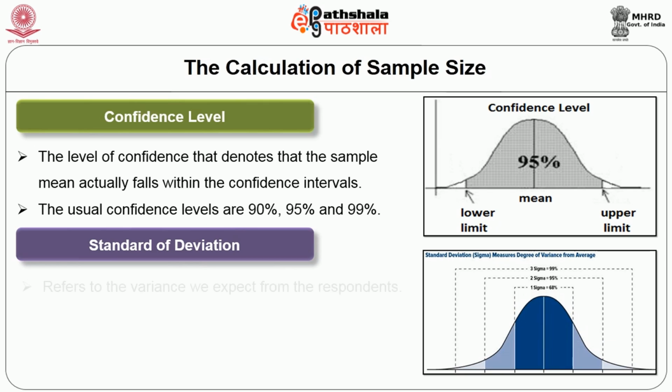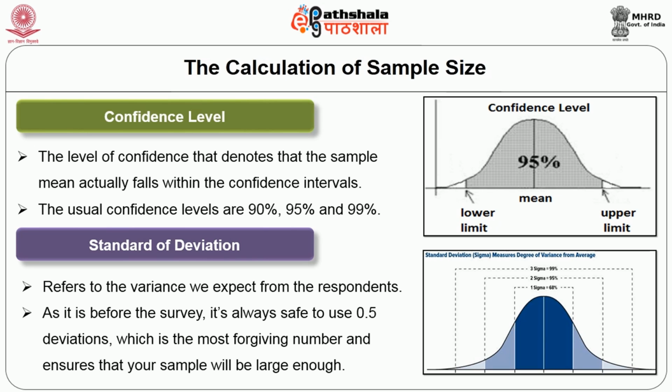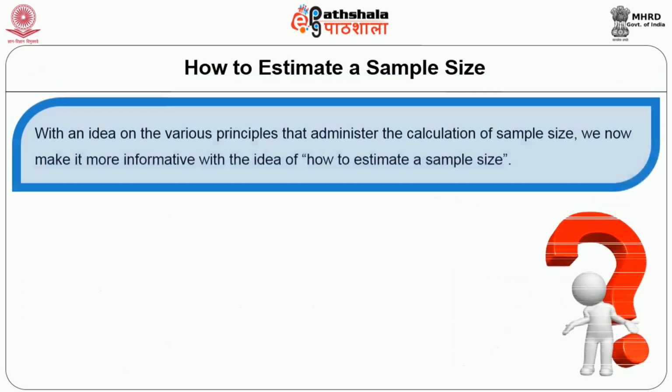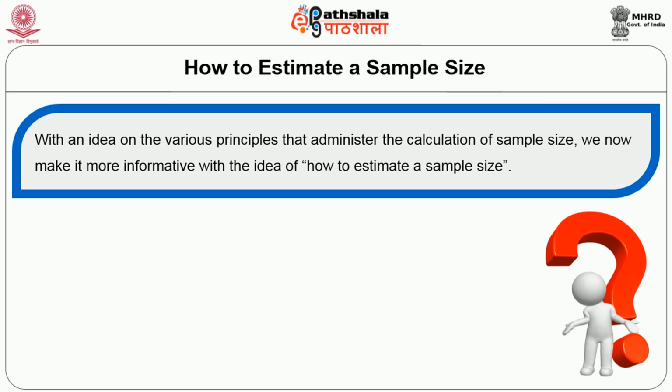Standard deviation refers to the variance we expect from the respondents. As it is before the survey, it's always safe to use 0.5 deviations, which is the most forgiving number and ensures that your sample will be large enough. With an idea on the various principles that administer the calculation of sample size, we now make it more informative with the idea of how to estimate a sample size.